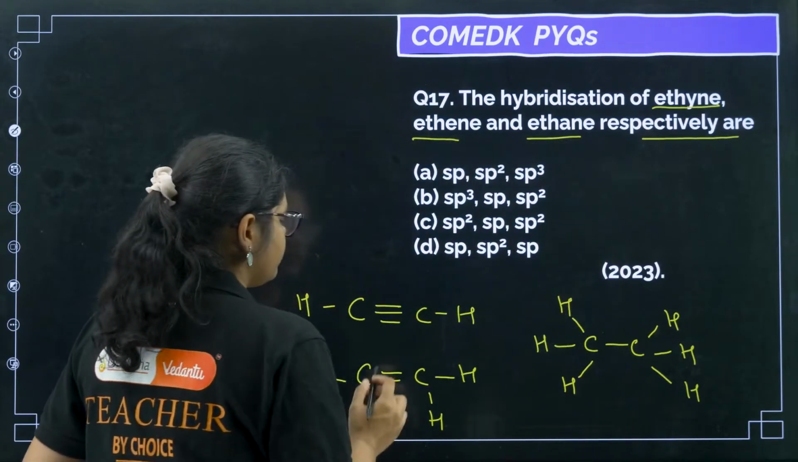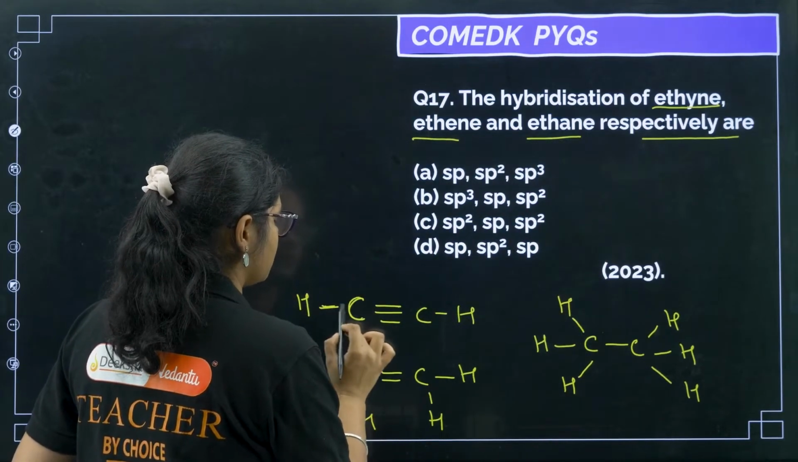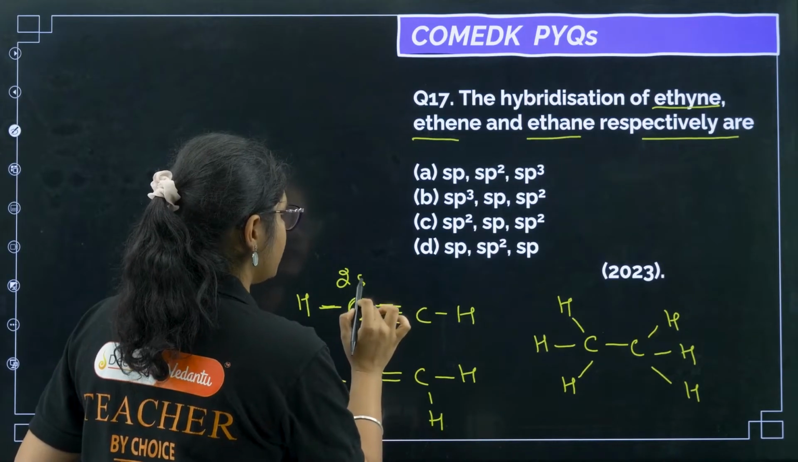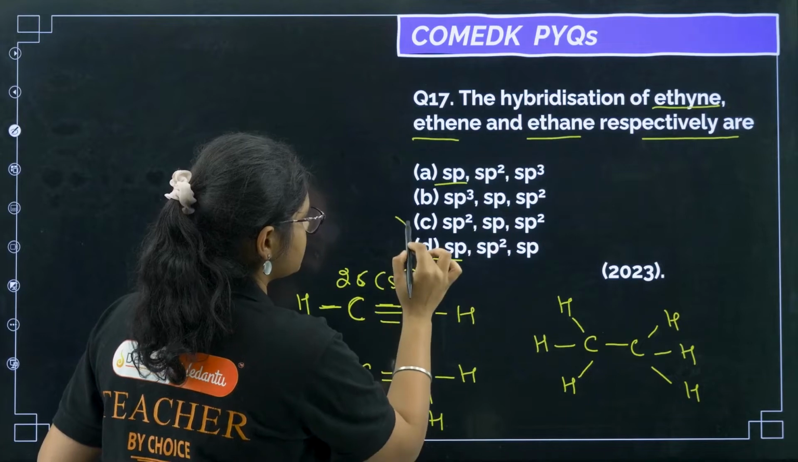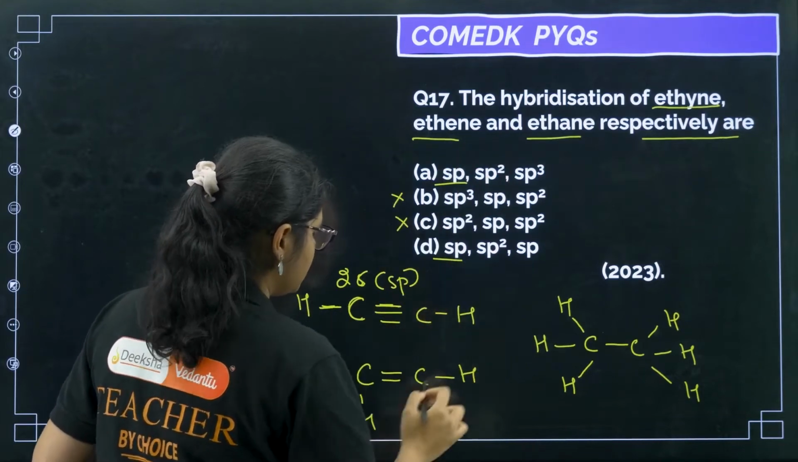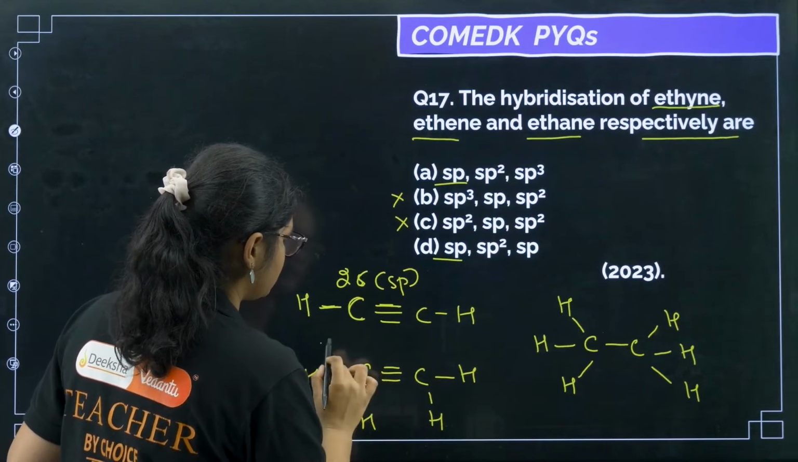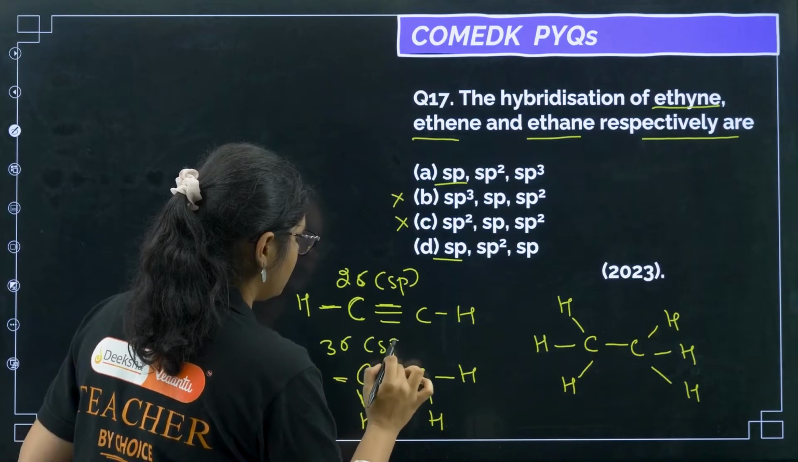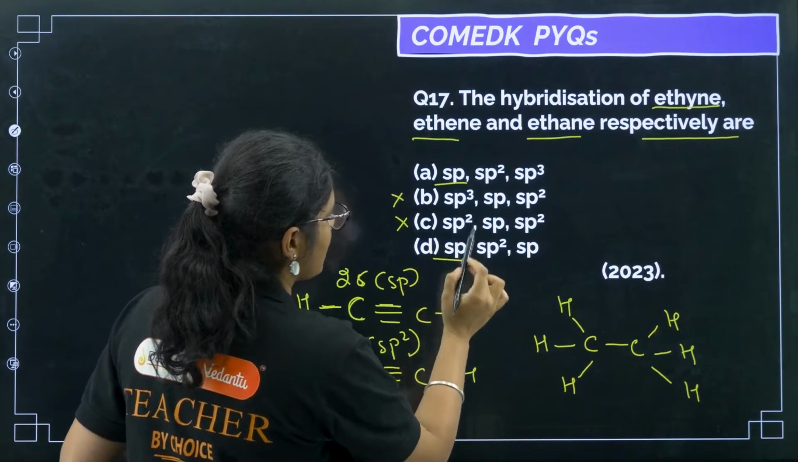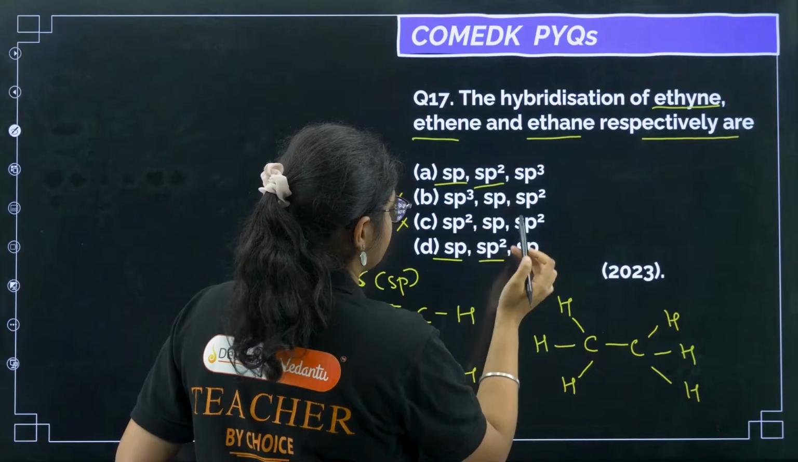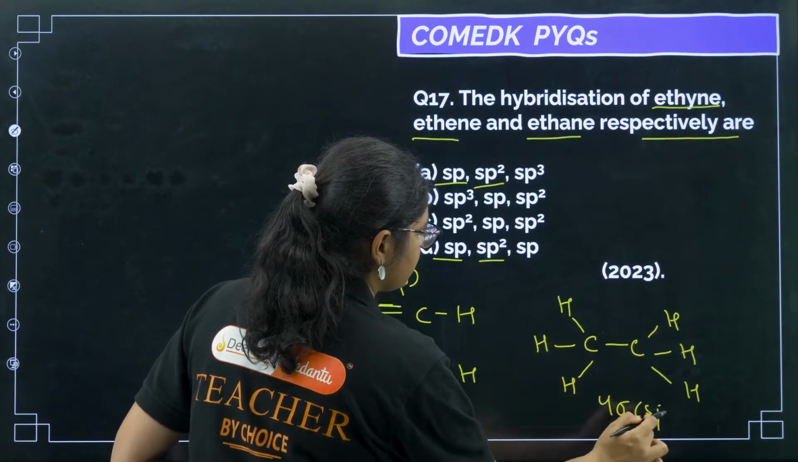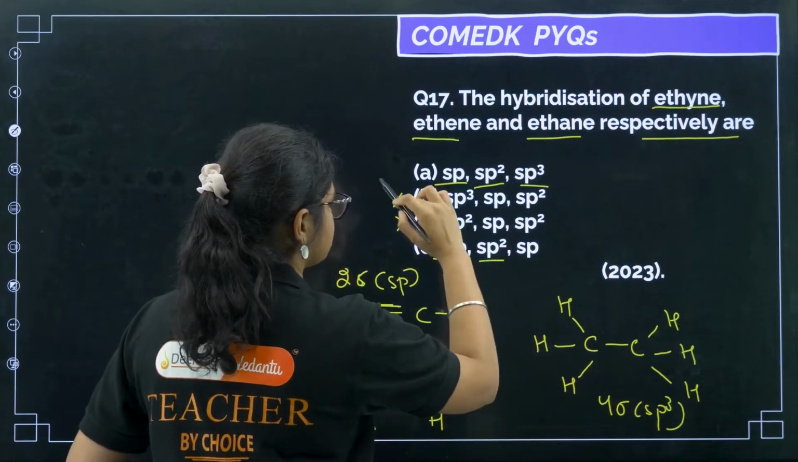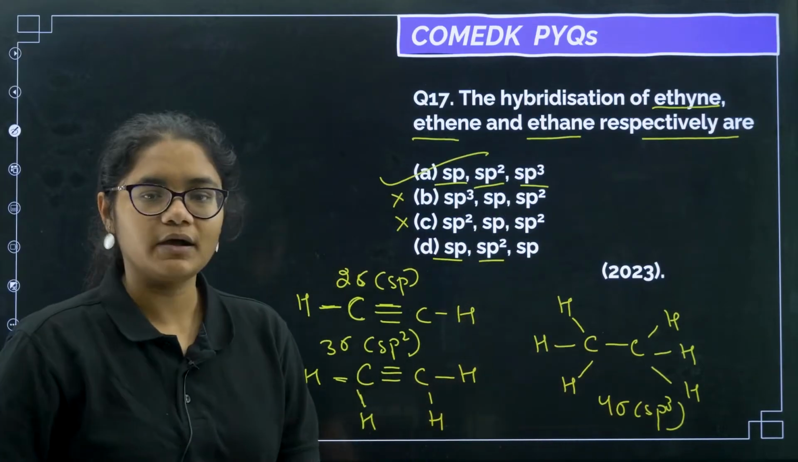Now if you see here, for each carbon in ethyne I have 2 sigma bonds, right? 2 sigma bonds means sp hybridization, so we have these two options, eliminate the other two. Next in ethene, if you see 1, 2, 3 sigma bonds are there, that means sp2 hybridization. So after sp it should be sp2. Then here we have 4 sigma bonds, so it is sp3 hybridization. So that is why the correct answer is option number A.